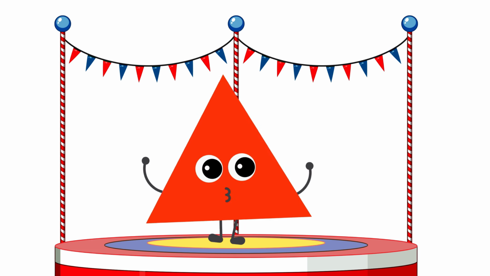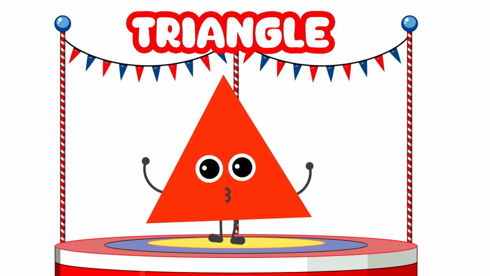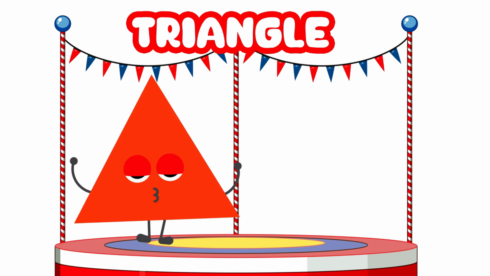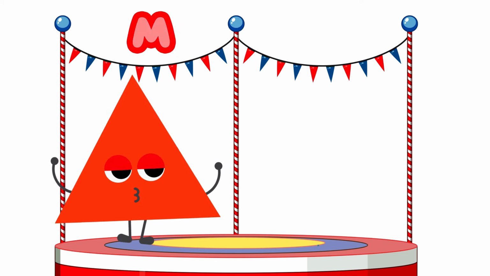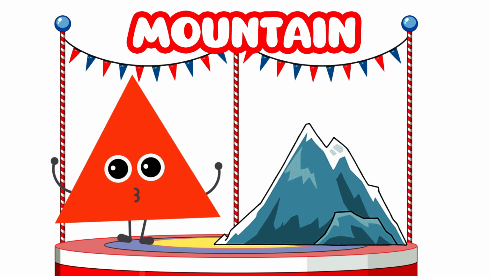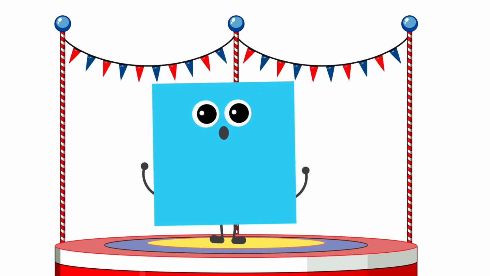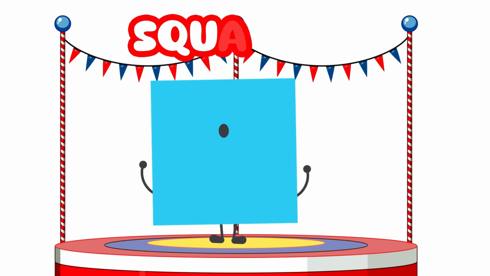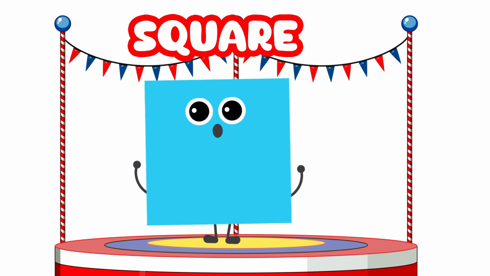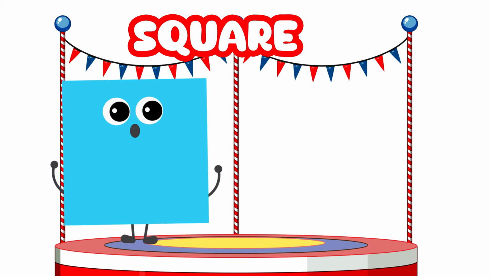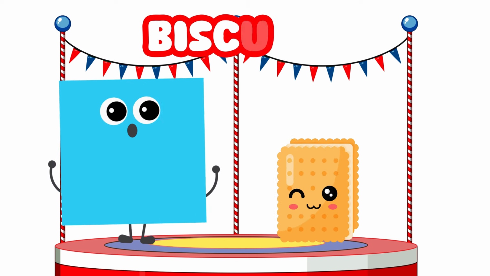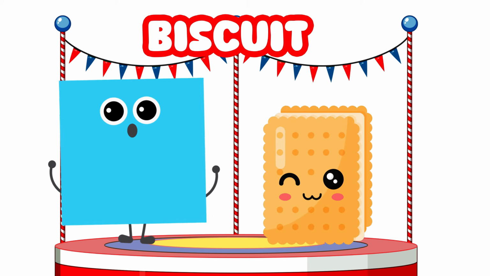Triangle. The shape of mountain is like a triangle. Square. The shape of a biscuit is like a square.